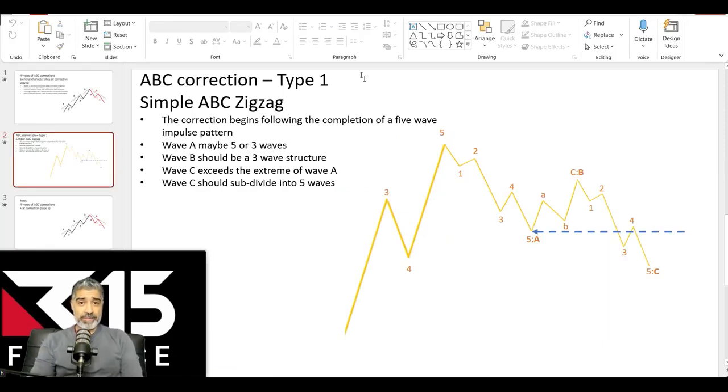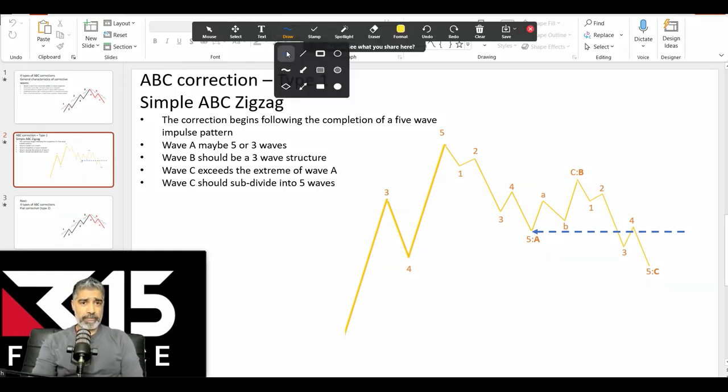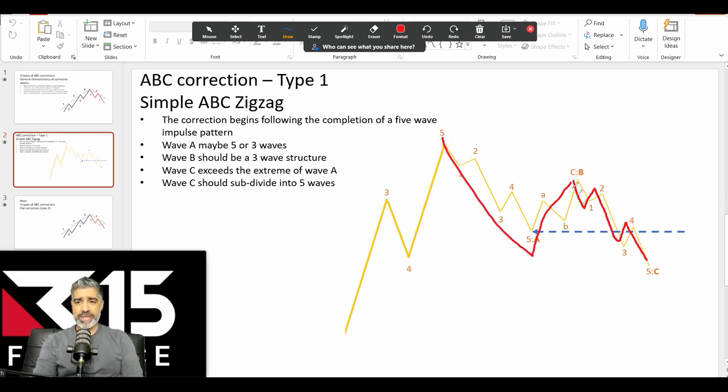Watch out for it, because when it breaks down, especially when it breaks down into this part here, 1, 2, 3, 4, 5 of an A, B, C, this you can project in advance with pretty good probability. And this tends to be a really great buying opportunity.